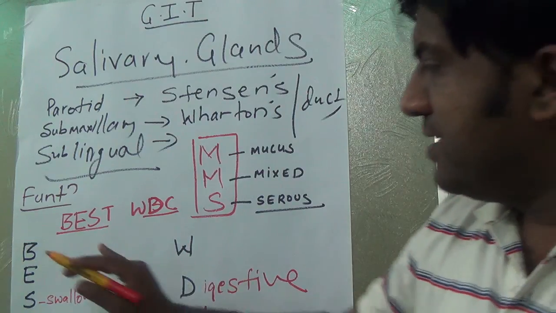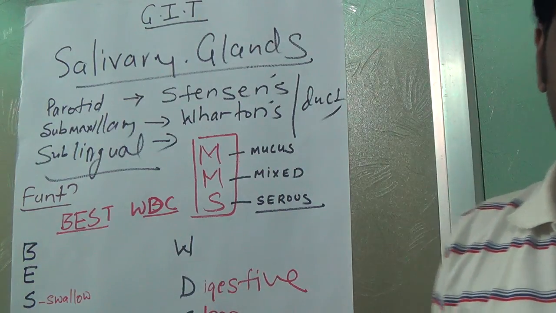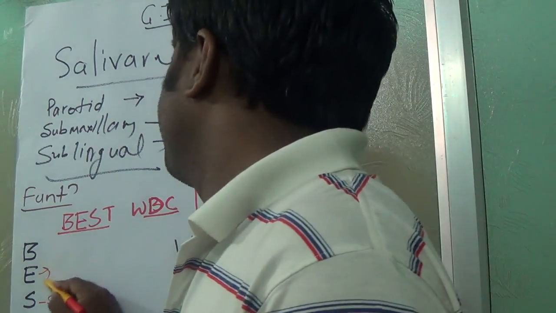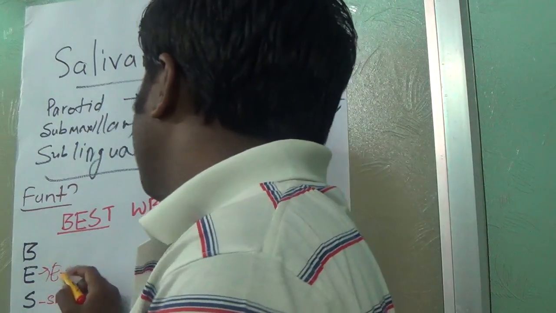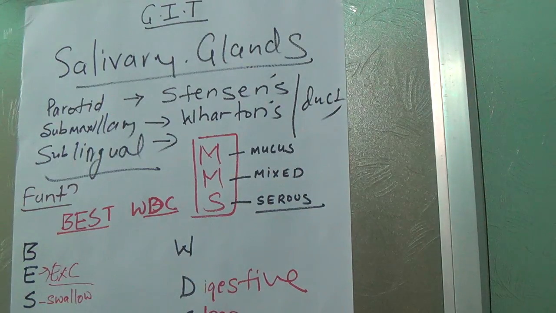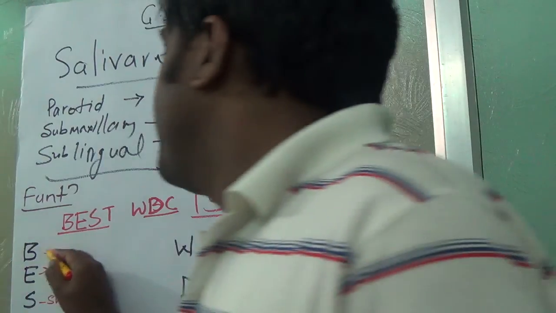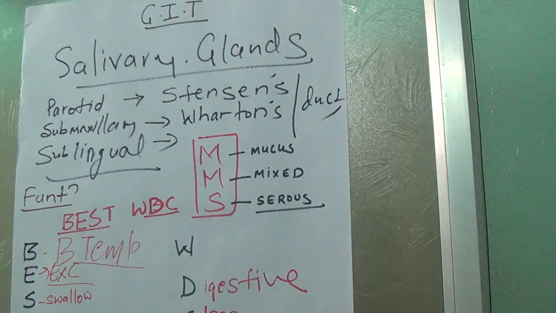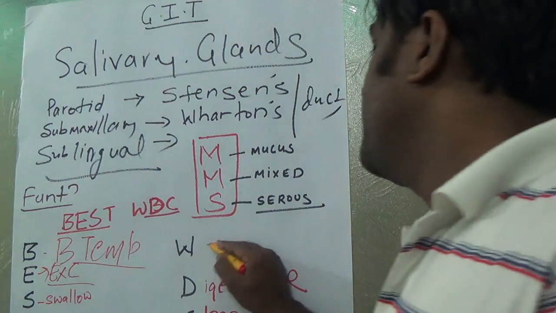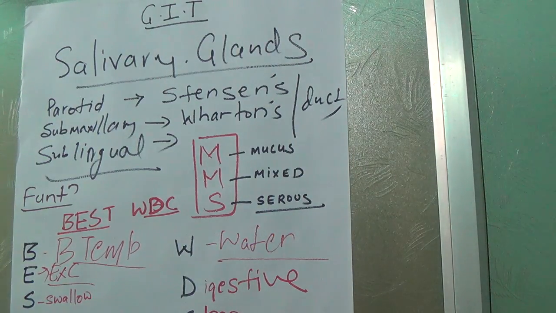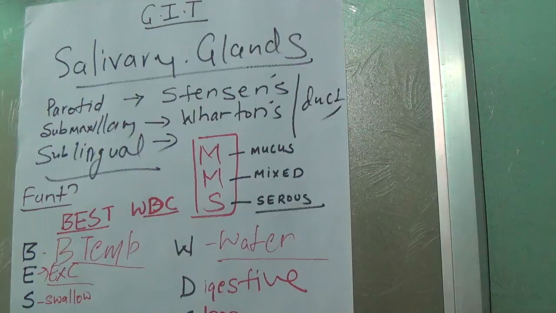What remains is B, E and W. Three more alphabets remain. E stands for excretion. It helps in excretion of a few of the metabolic waste products. Then B stands for body temperature. In human beings it is not so, but in lower animals it is more marked. Last, W stands for water balance. It is also very essential to maintain the water balance inside your body. So these are the main functions.